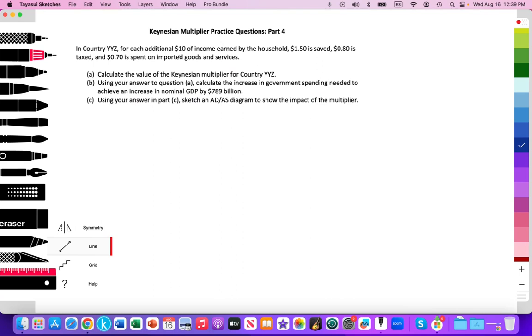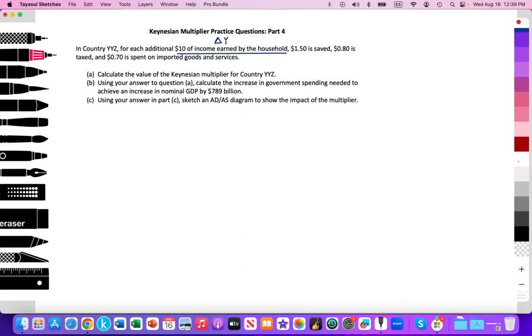For each additional $10 of income earned by the household, I'm going to make some highlights here to focus my attention on what the question is giving us in terms of data. So here we have a change in income: for every additional $10 earned by the household, here we have a change in savings. I'm going to highlight that. $1.50 is saved by the household for each $10 earned.